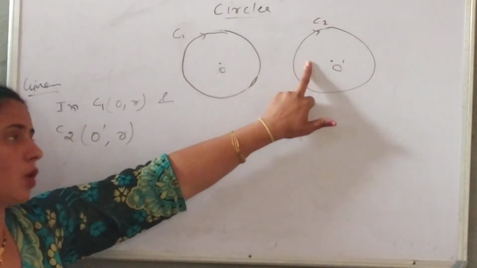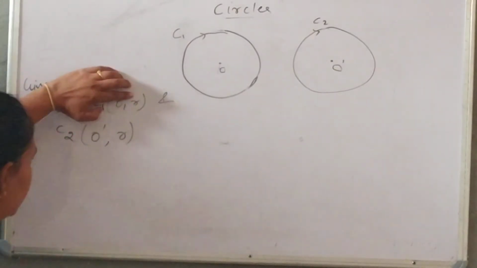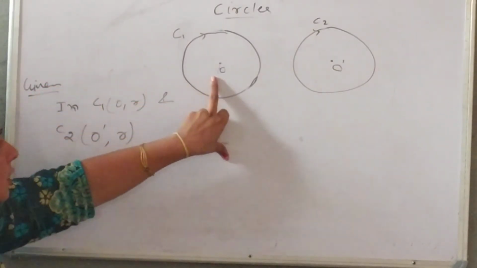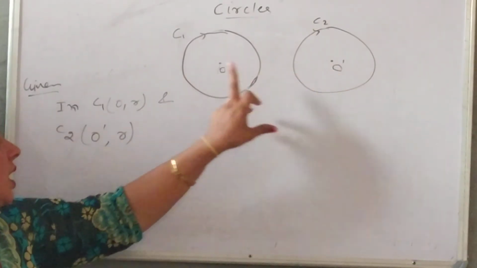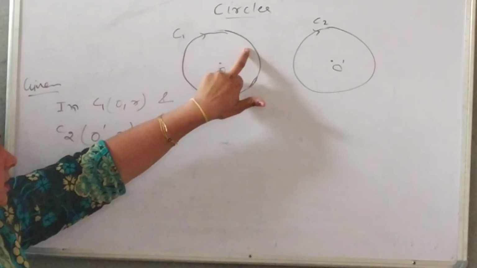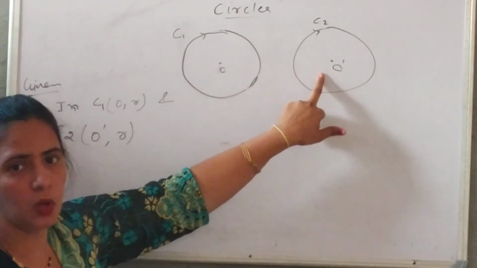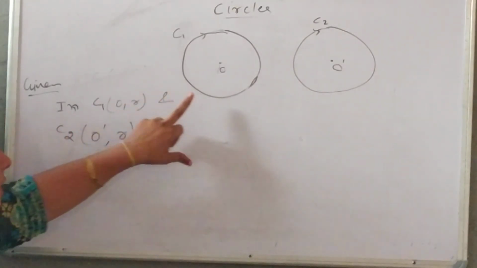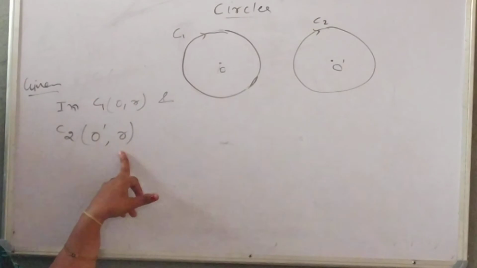These circles are congruent, that means they have the same radius. That's why we are writing radius R and centers O and O dash. Centers are different because these are not concentric. Two circles with different centers. So the first center is O and the second center is O dash. But they are congruent, so their radii are the same, equal, R and R.